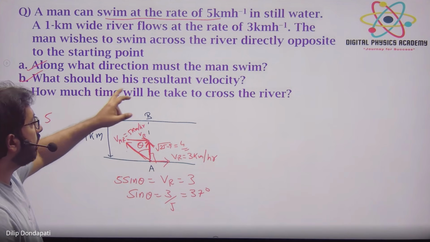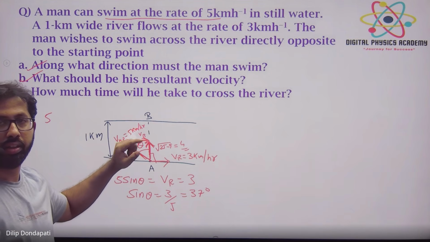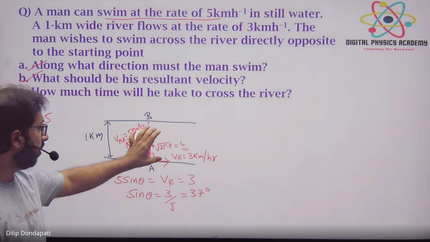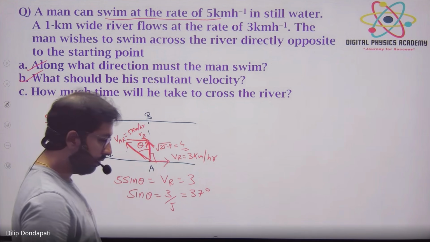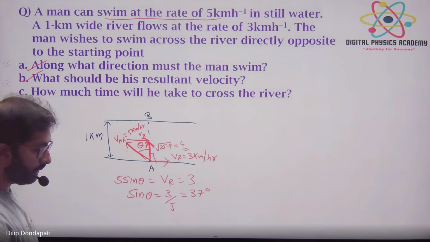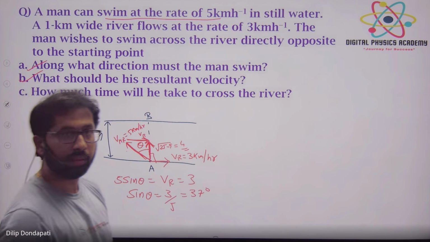Now third one. How much time will it take to cross the river? In the shortest distance, find the time. For that distance, you should take vertical speed only. That means this 4. So how much will it be? One by 4. 1 by 4 is the answer. Did you all get it, Pranav?